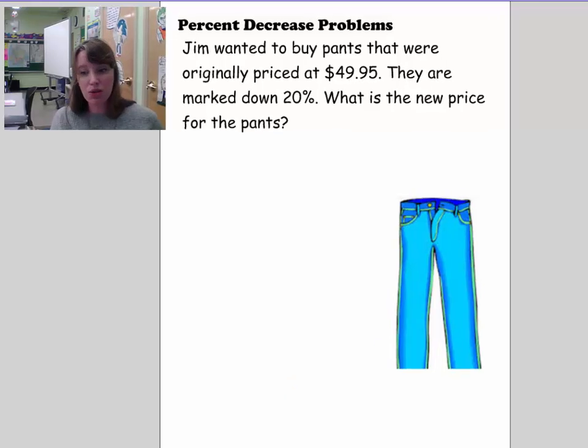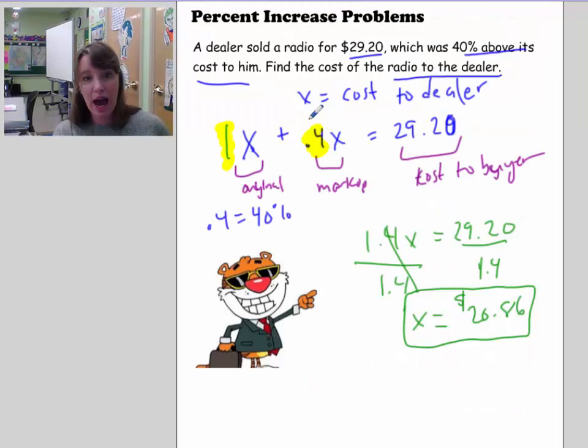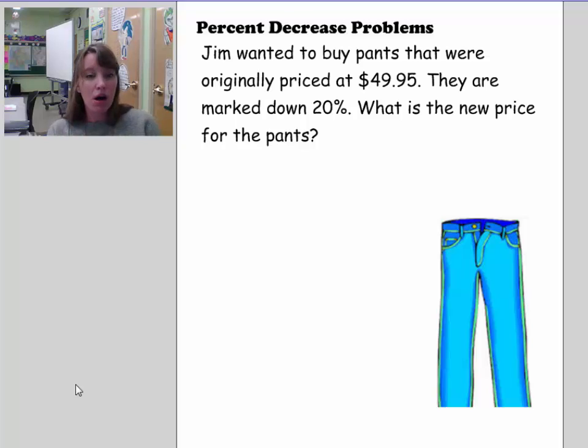Okay, that was a percent increase problem because I added a portion of the percent back onto the original number to get the cost that was given to me in the word problem. Let's say that we go through a percent decrease problem. So Jim wants to buy pants that were originally priced at $49.95 and they're marked down by 20%. What is the new price of the pants?